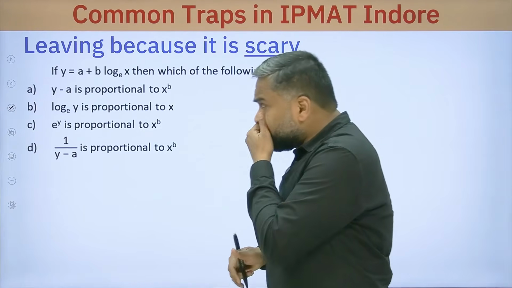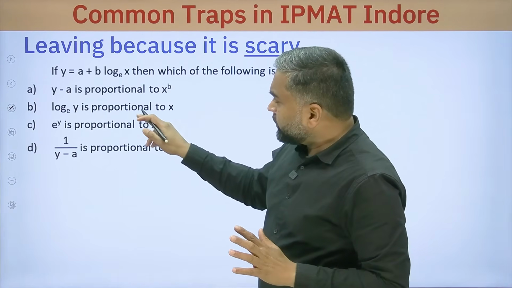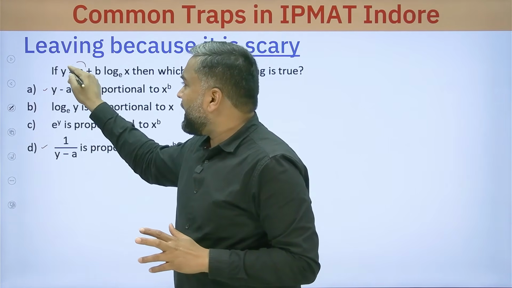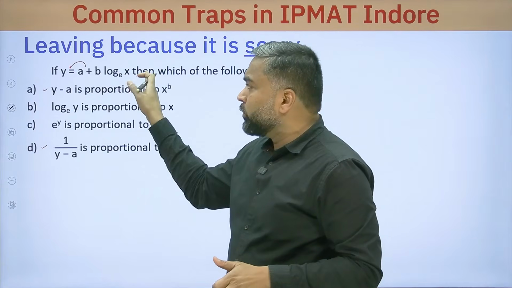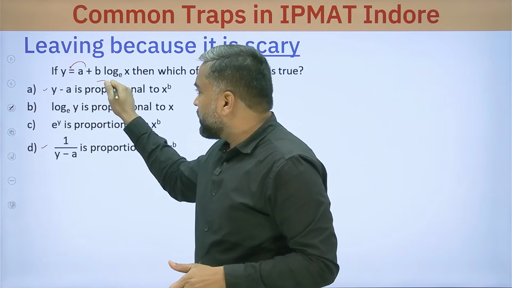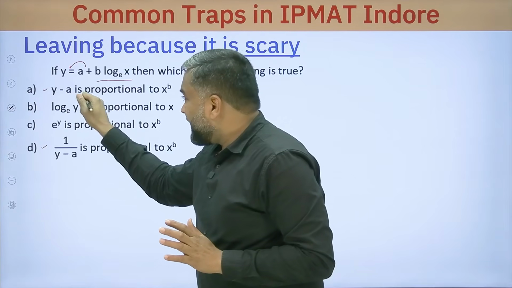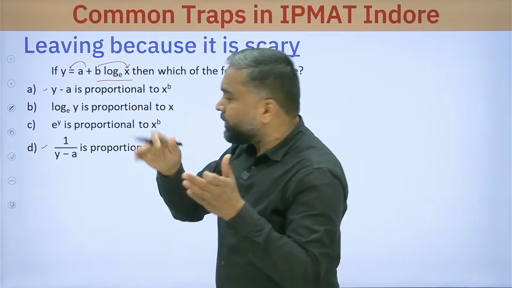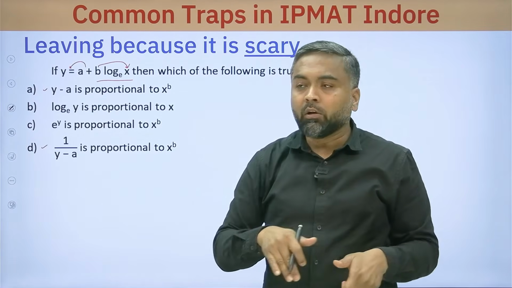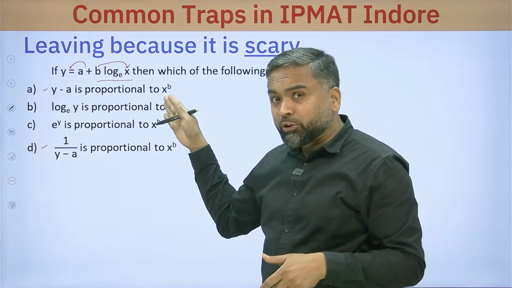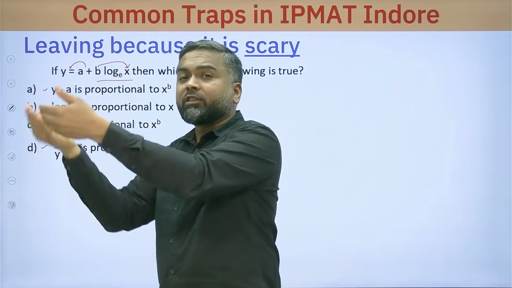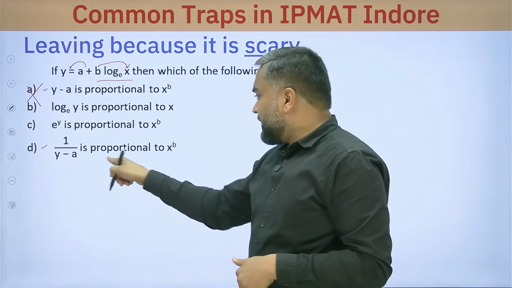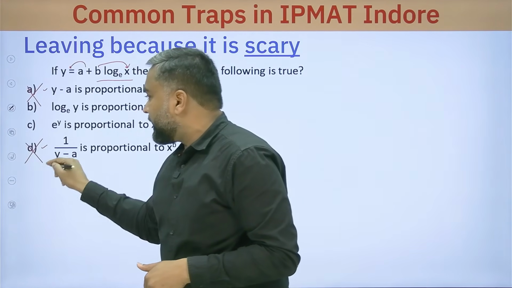Okay. Now just look at this. In these two options, A and D, you have y minus a. You take a here, you get y minus a is equal to something. Now y minus a is equal to this entire thing. So y minus a is not proportional to just x raised to b. I mean, b can come here, so it becomes log of x raised to b to the base e. So y minus a is not proportional to x raised to b, it is proportional to log of x raised to b to the base e. So the first option is eliminated, and similarly, the fourth option is also eliminated.